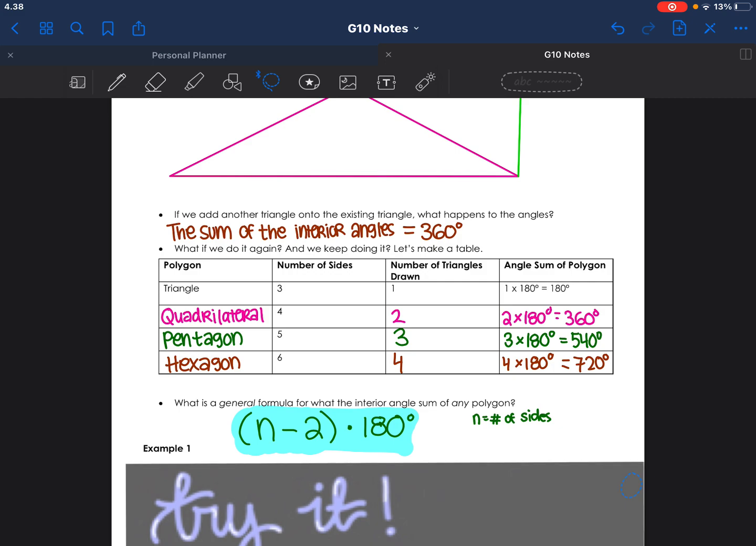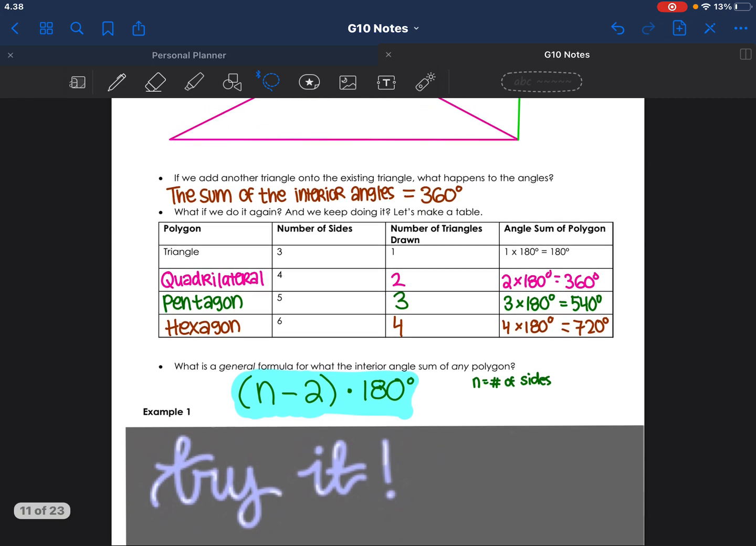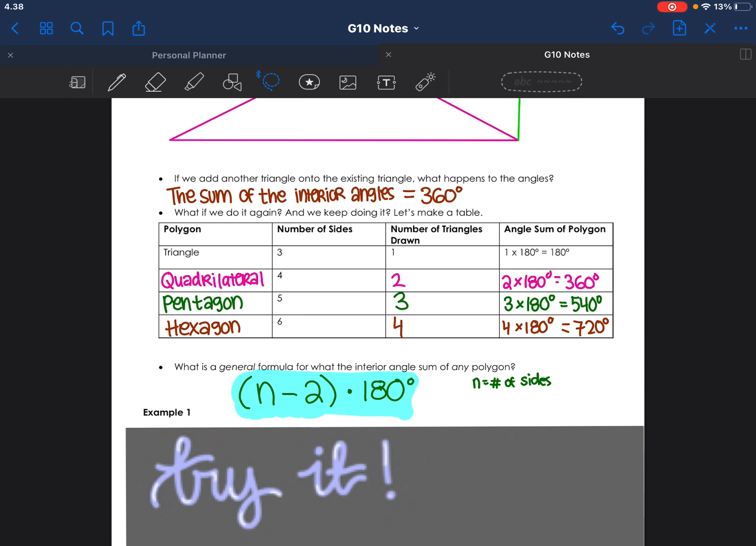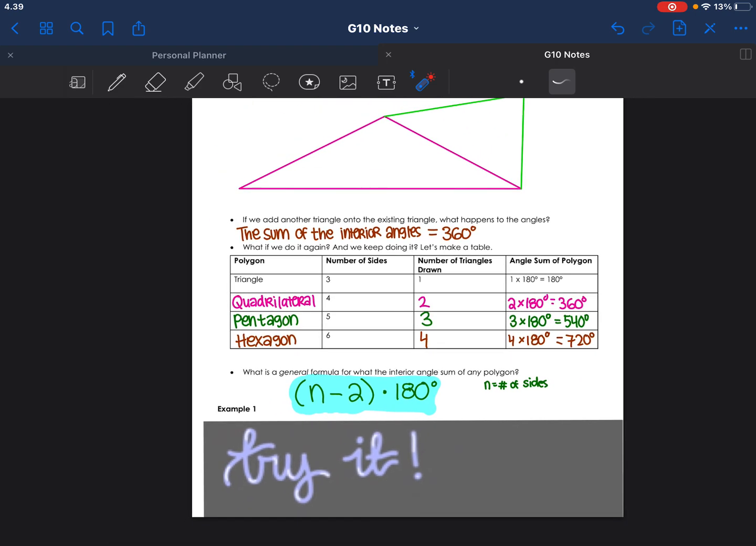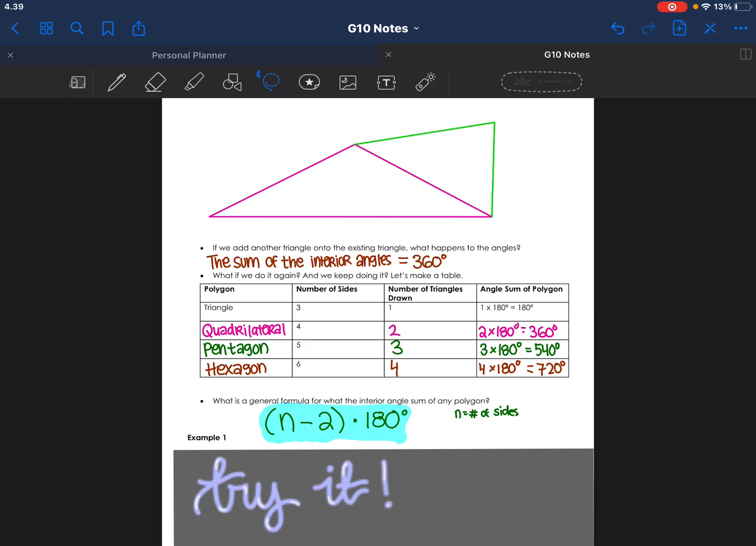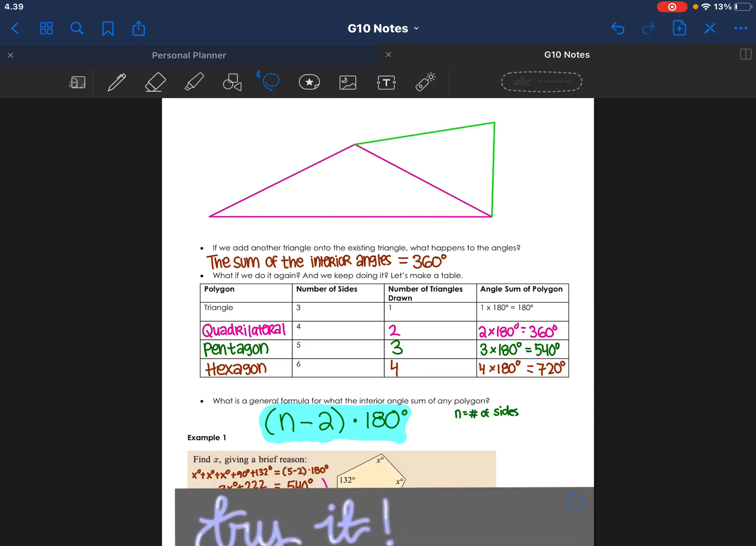It turns out there's a formula. From that pattern, we pull out a formula. So the general formula for the interior angle sum of any polygon, so it could be a nonagon, which is a 9-sided polygon, you could just plug it into this equation and you can find it. So if I have a nonagon, a 9-sided polygon, 9 minus 2 is 7, and 7 times 180 is the sum of the interior angles of a nonagon. Okay, all right, so let's do an example here.